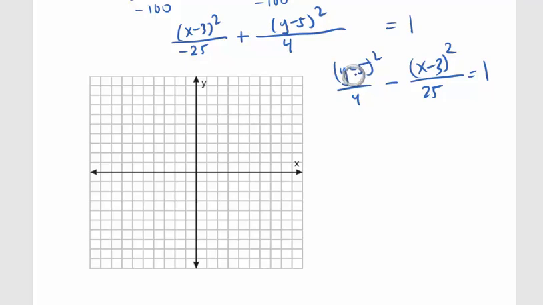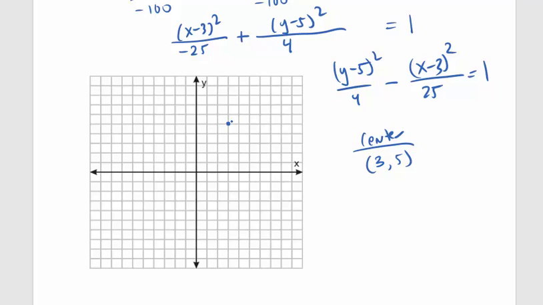So we do have some shifts here. So let's take a look. First thing we want to do is find the center. And the center is going to be at an x coordinate of positive 3 and a y coordinate of positive 5. So I'll come over here, 1, 2, 3, 1, 2, 3, 4, 5. So there's my center. Once I get my center, now I want to draw my rectangle around that.